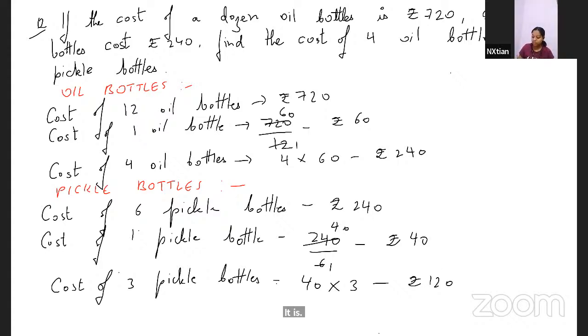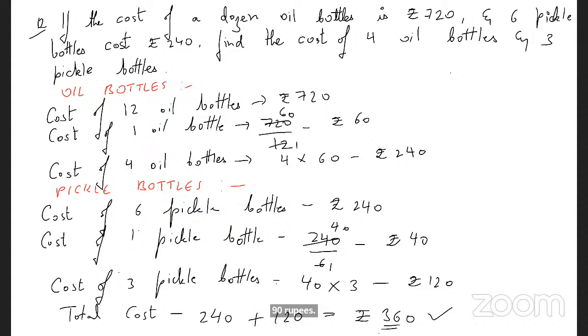Total cost: 240 plus 120. That is rupees 360. Okay, so this is how we find out using the unitary method. All right, now what will be the homework for today? Just give me 1 minute. I'll let you know.